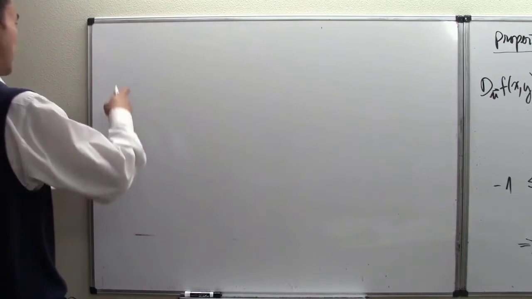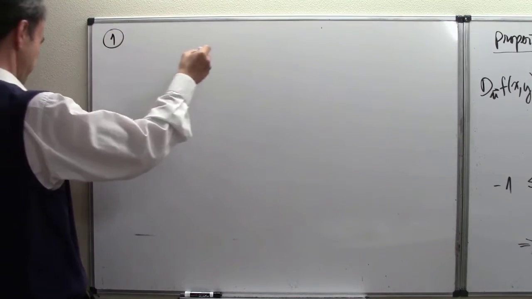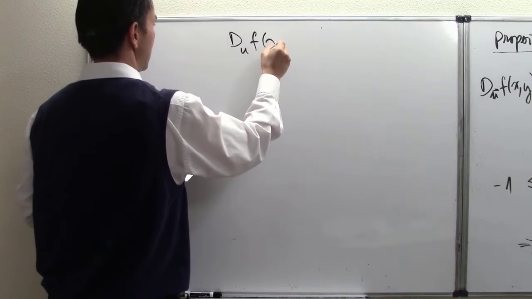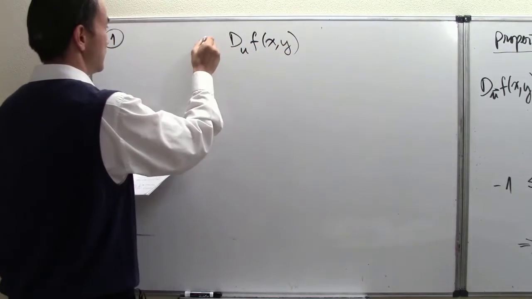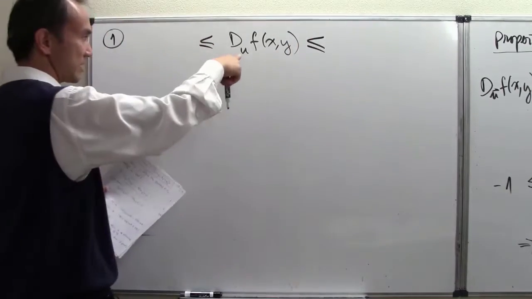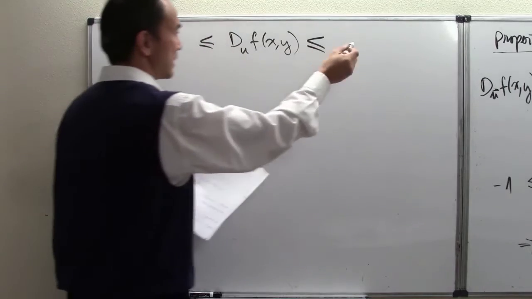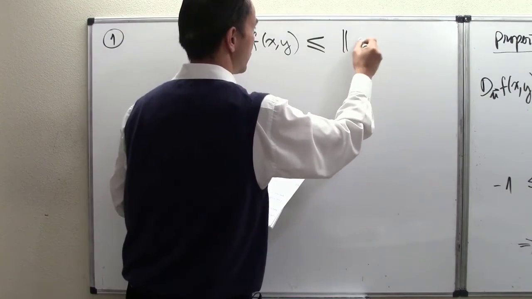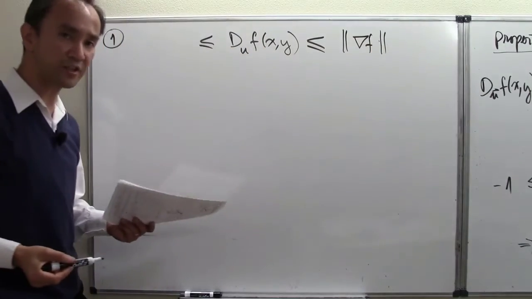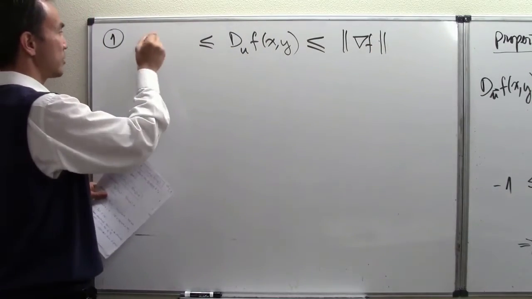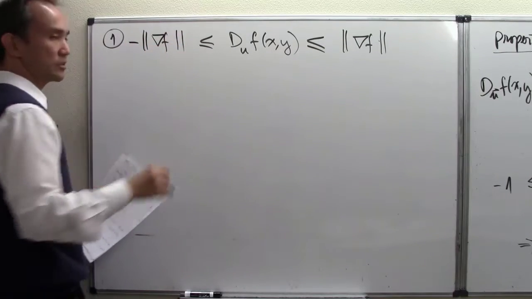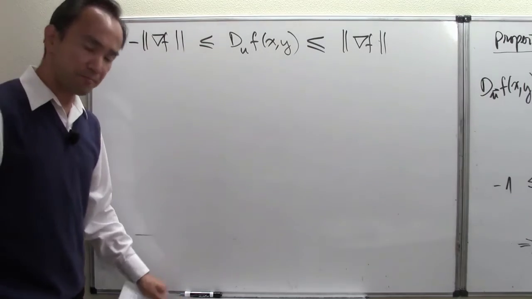So we draw out the following conclusion. Property number 1. From now on we understand that any directional derivative at a given point can reach a maximum value equal to the magnitude of the gradient vector. And the lowest value is the negative of the magnitude of the gradient vector. That's the property right there.